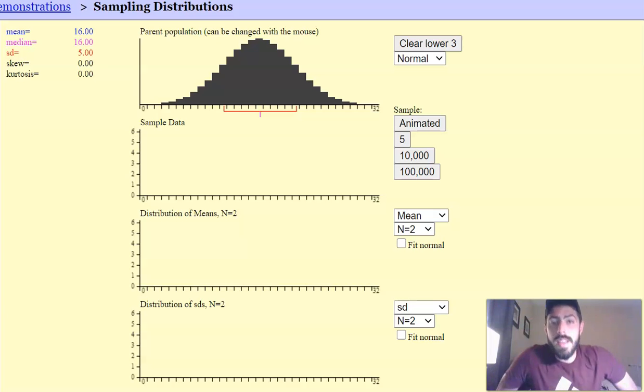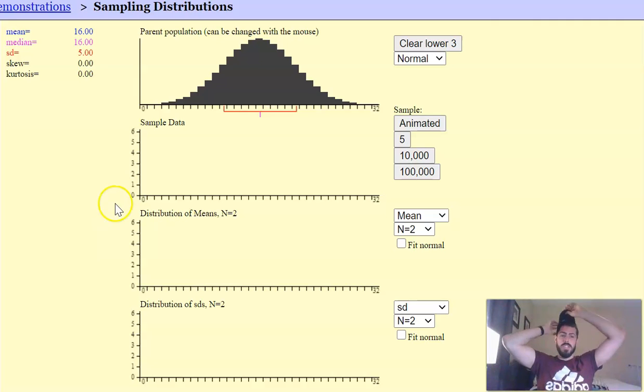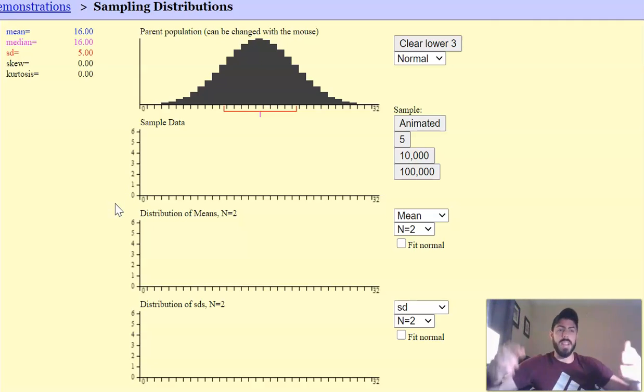Okay, so here's a visual aid for what I was talking about in the last video. What we're going to do is show how you can use a sampling distribution to estimate a population parameter better than just using the sample data or one specific statistic.